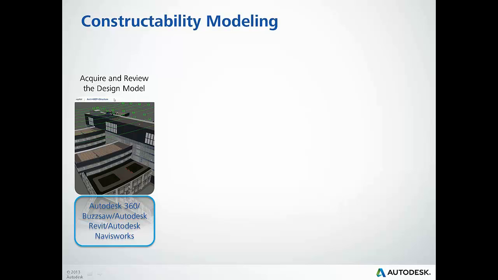We will begin by acquiring our design intent models that will be used as a backdrop for our constructability modeling. We can view and review the models in several ways, the first being with Buzzsaw, with the interactive viewing of models right on the web. Next, we'll open the models in Autodesk Navisworks and Autodesk Revit to continue to interrogate the information provided and begin our planning for constructability.